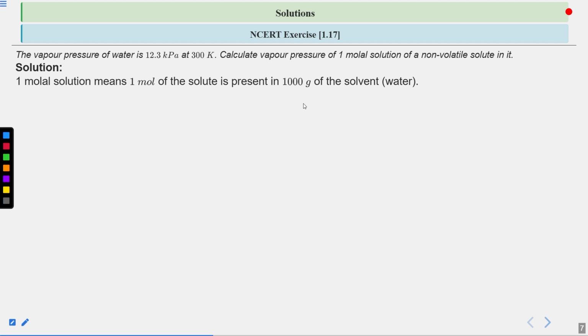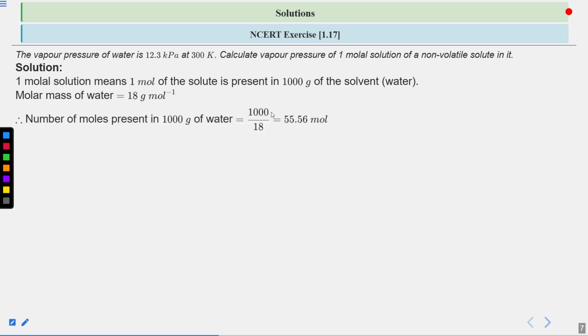Before moving on to the answer, let us analyze what is given. It is given that the concentration is a 1 molal solution. Then it means that 1 mole of the solute is present in 1000 gram of the solvent. It's a very simple thing to derive from the given value of molality. But we know that the molar mass of water is 18 gram per mole. From here, we can calculate the number of moles. But why are we calculating the number of moles?